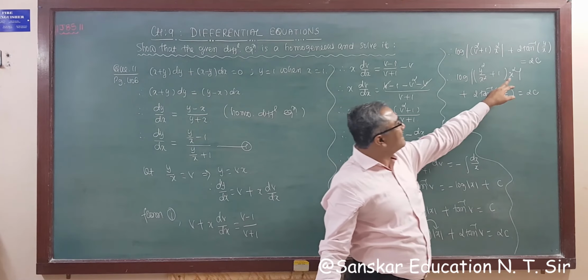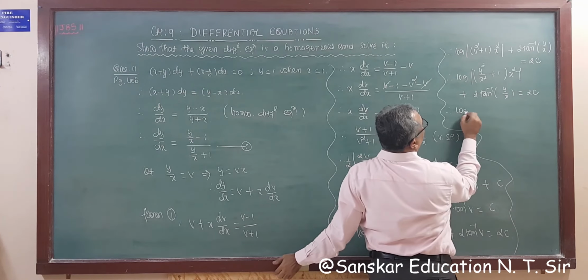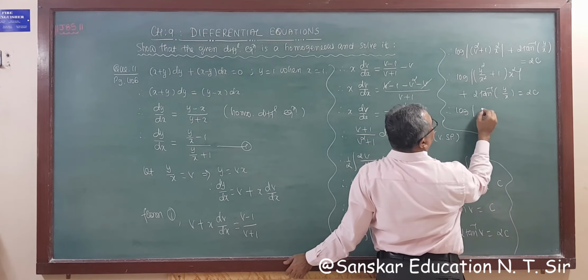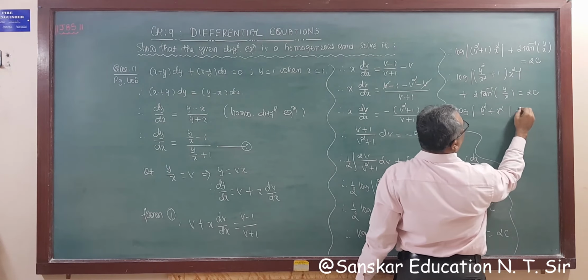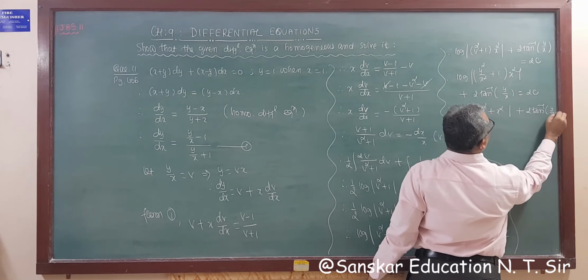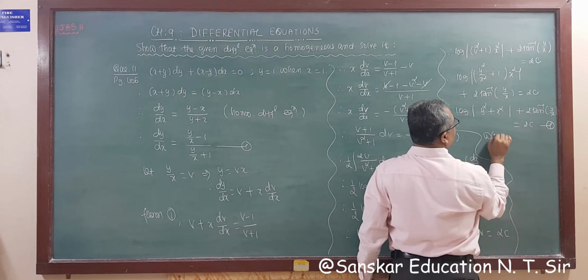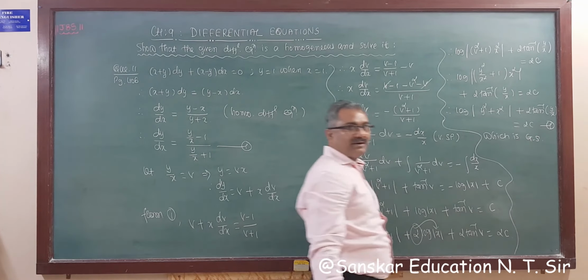So taking LCM, multiply by x square, we get log mod y square plus x square, plus 2 times tan inverse y by x is equal to twice c. This is number 1, which is your general solution. Got it?